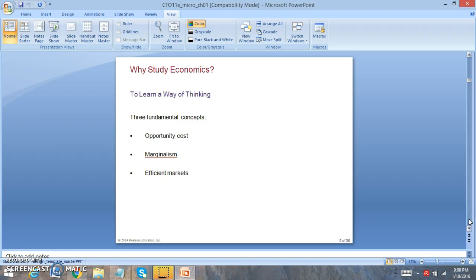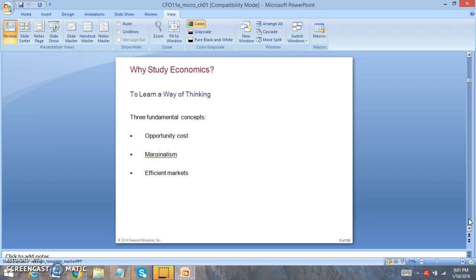Now we're looking at why we study economics. Economics is focused on how we make decisions. When we look at economics, we're focused on the study of unlimited wants with limited resources. Everyone wants something, but we're not able to satisfy everything that we want, which forces us to make decisions.